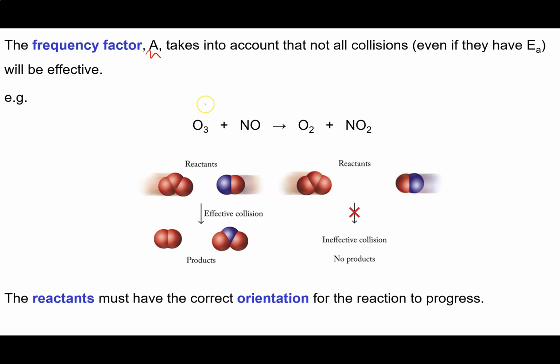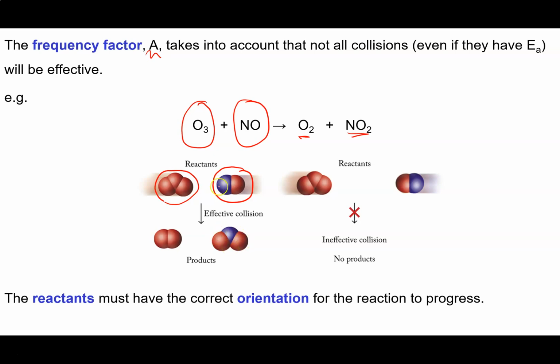So here's a reaction that occurs in the atmosphere between ozone and nitrogen monoxide. It forms O2 and NO2. So here are our two reactants. Here's our molecule of ozone and here's our molecule of NO. And the purple end of the molecule is the nitrogen end. What we want to form is oxygen, nitrogen, oxygen.